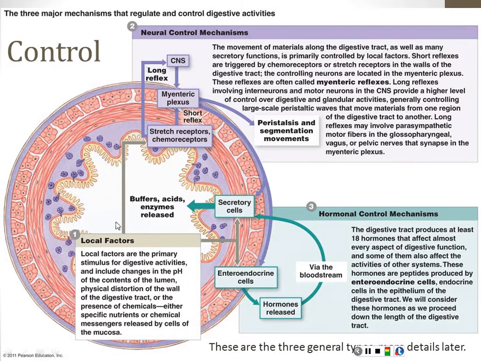Okay, so if you've got this 25-foot long organ system, there has to be some way to coordinate what's happening at one place to what's happening in another. In many ways, the digestive tract is the most complicated thing that we do every day, because of all the different pieces that have to happen. So we have multiple layers of control that make this possible. Okay, so this slide is all about control. Okay, so here's our digestive tract. Here's the mucosa, right? Wrinkles. When you see wrinkles, that's mucosa.